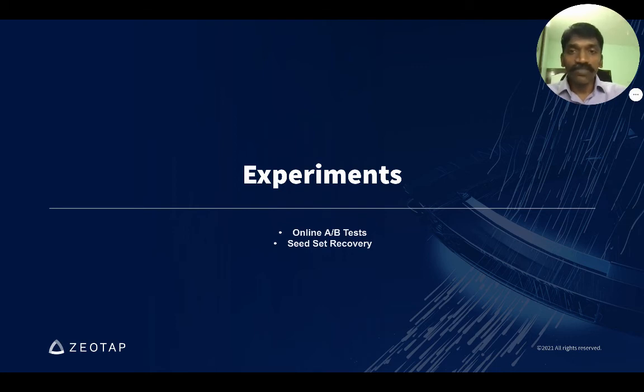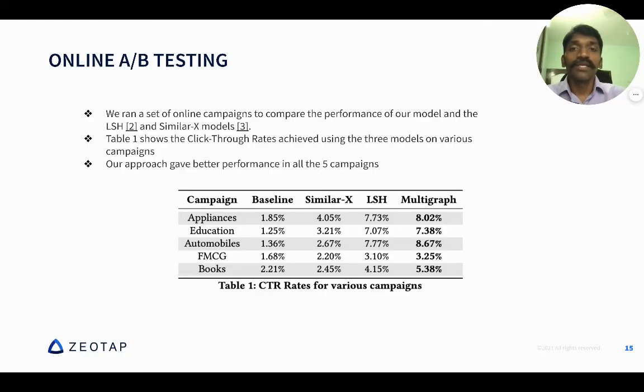Coming to the experiments, we ran two sets of experiments to test our model: online A/B tests on real-world ad campaigns and a seed set recovery task. In the first set of experiments, we ran different campaigns across different industries. The initial campaign runs were run on randomly selected users to get the seed set. Then the user extension was obtained using our multigraph model as well as using LSH model and similar X models. The table shows the click rates from the different models. Here the baseline is the click rate achieved during the initial run to get the seed set. Our model performed consistently better than the other two models.